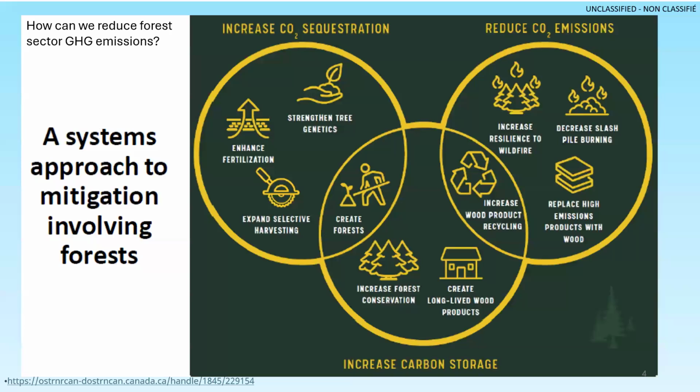So we can do activities that will increase the carbon sequestration, so pull more carbon out of the atmosphere. We can do activities that reduce carbon emissions. That can be reduced slash pile burning or reducing wildfire emissions. And we can also increase carbon storage on the landscape, store carbon longer in wood products as well, and have recycling. So there's various activities that we can look at through a systems approach to look at forest, wood products, and then replacement of high emissions materials and high emissions fossil fuel burning.